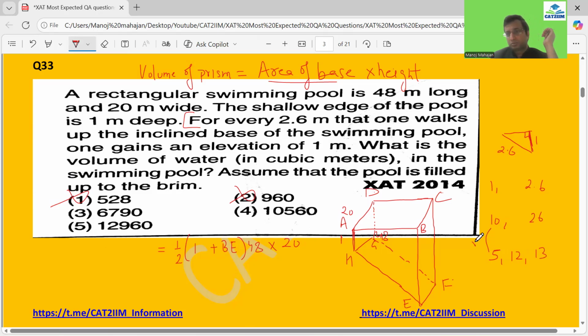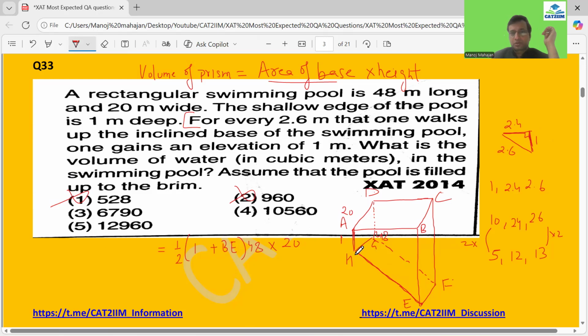Into 2, I'll get this. So let me do into 2. This will be 24. I removed the decimal point, so this should be 2.4. Just a way to get the other value. You can use Pythagoras also: 2.6 square minus 1 square, and take the square root, you'll get 2.4 over here. So for every 2.6, 1 meter is the elevation and 2.4 is the horizontal distance we have. Okay. So if you look from here to here, this is the inclined part if we move on.